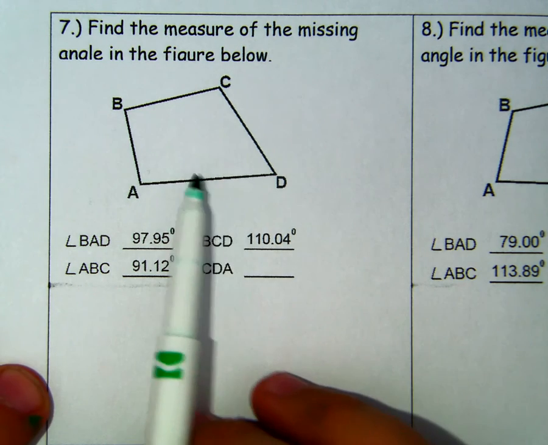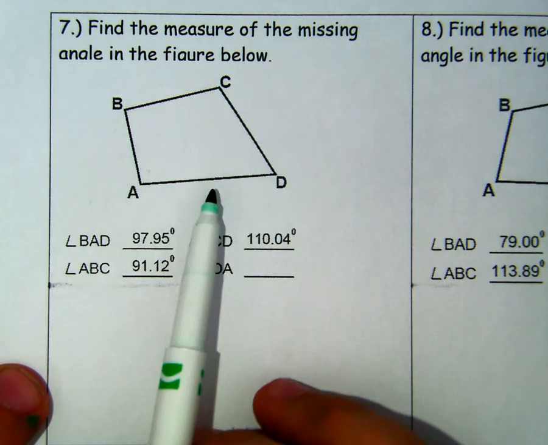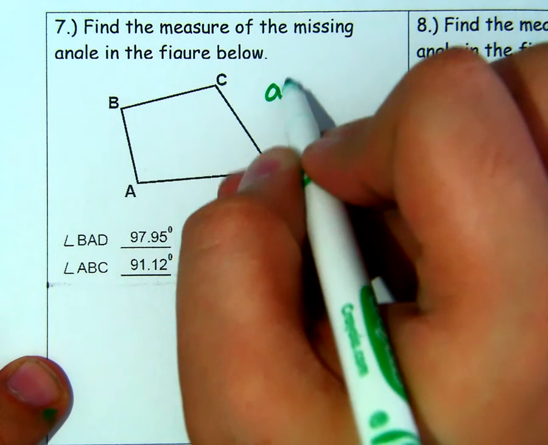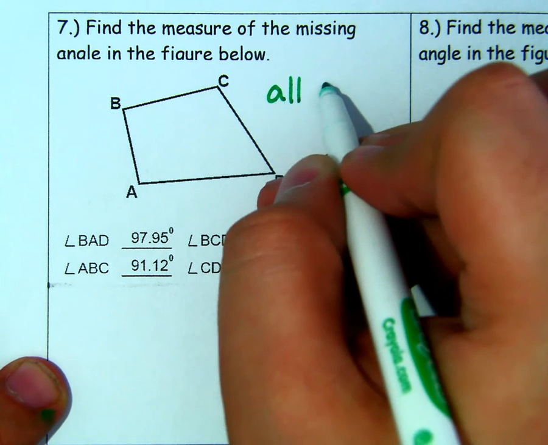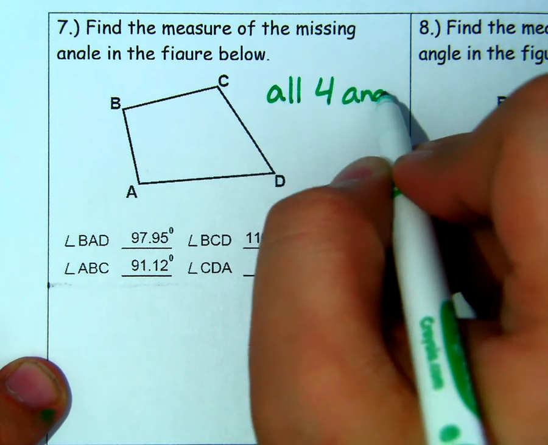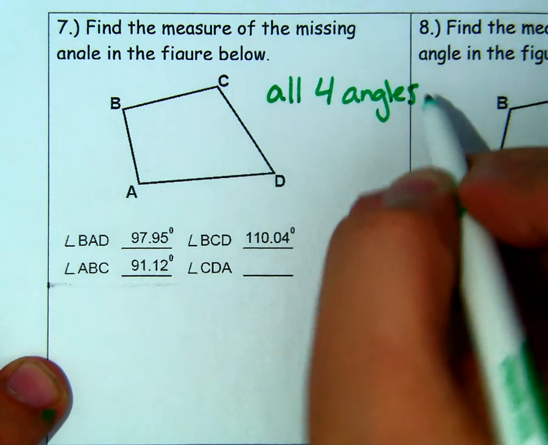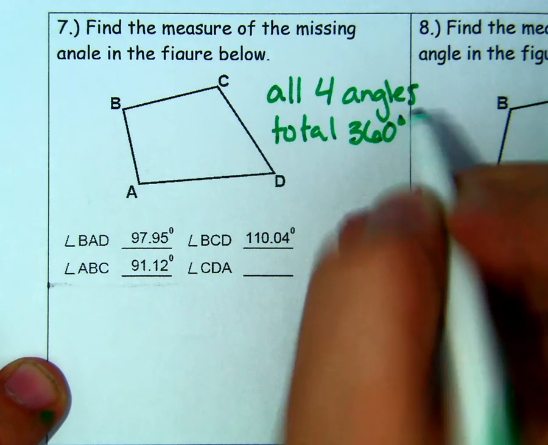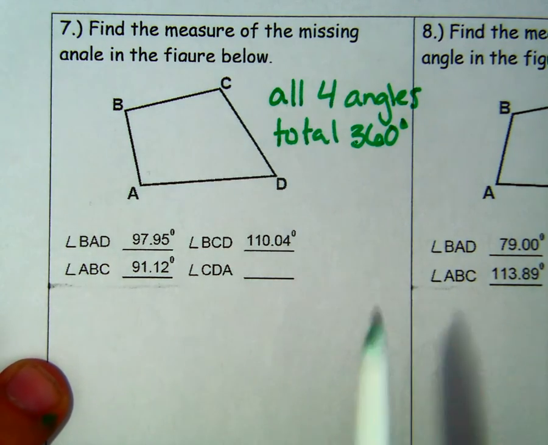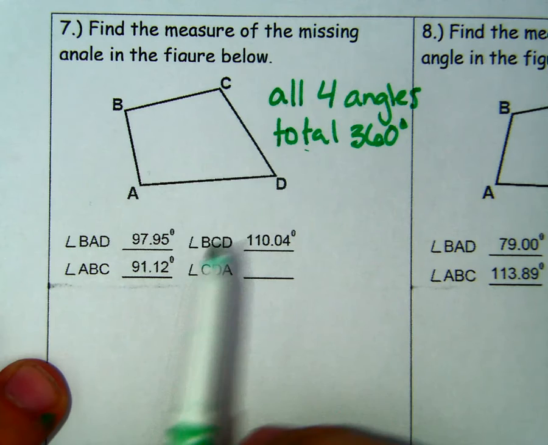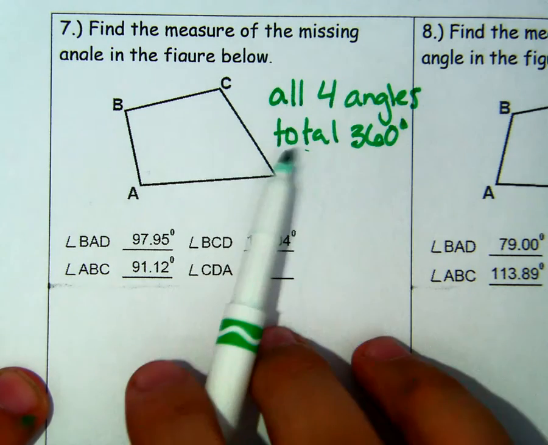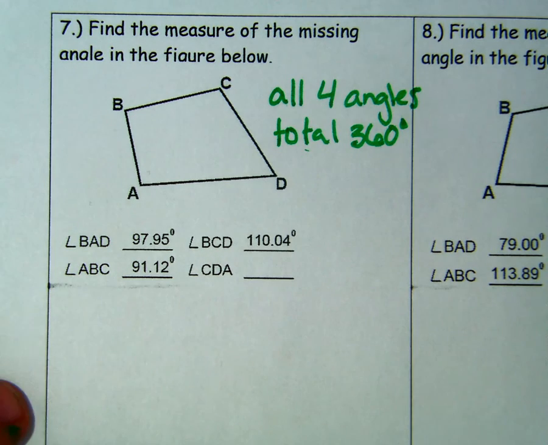It's just a quadrilateral. Now, if we're going to find a missing angle in here, we do know that all quadrilaterals have a special property about their angles. We know that all 4 angles total 360 degrees. So no matter which quadrilateral you have, whether it's just a quadrilateral or a parallelogram or a trapezoid or a rhombus or anything like that, all 4 angles in that shape need to total 360 degrees.